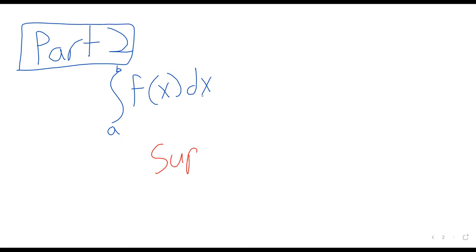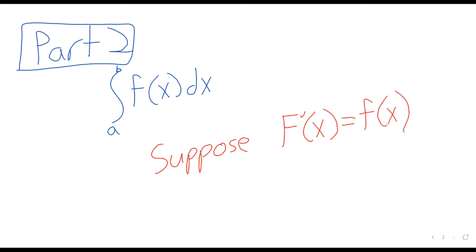So suppose we have a definite integral, and suppose we can find an antiderivative of the function we are looking at. So suppose we can find a function capital F of x such that the derivative of capital F of x is lowercase f of x. Then to find this definite integral, we plug in F of b, we plug in F of a, and we subtract. And that's all there is to it.